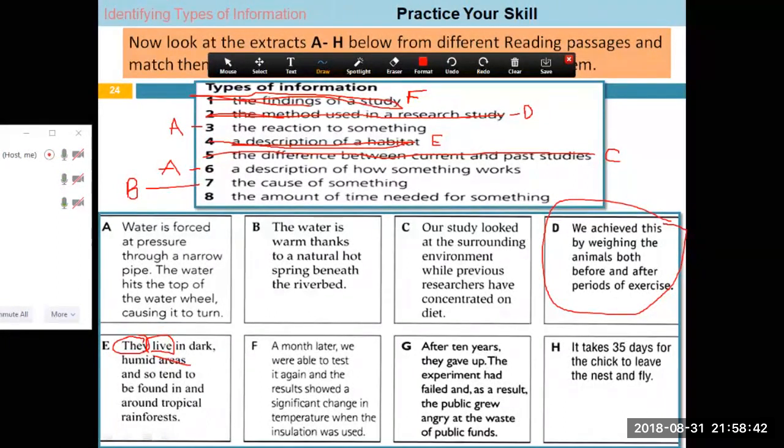Seven. Seven? The cause of something. Hmm.